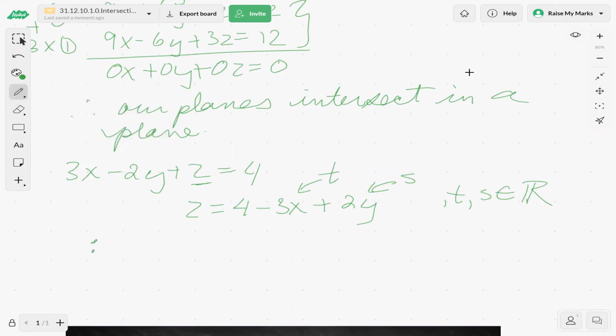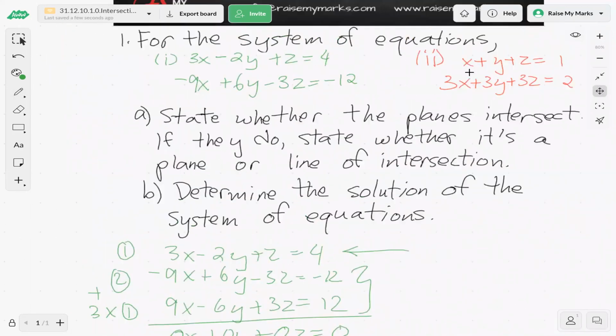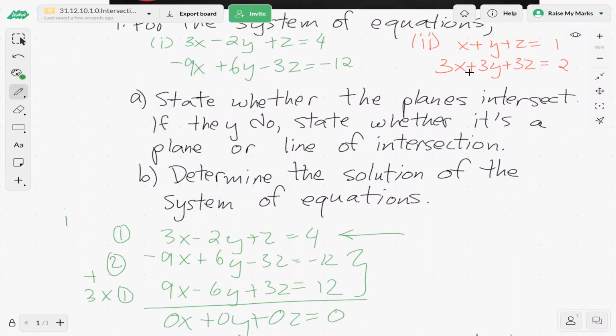Therefore, our solution is x equals t, y equals s, and z equals 4 minus 3t plus 2s. So since we have two parameters, t and s, that can be any real numbers, our solution is a plane. So this is a parametric representation of our plane, or a solution. Good. Okay, so that's part 1, or linear system 1. So we'll put a 1 there.